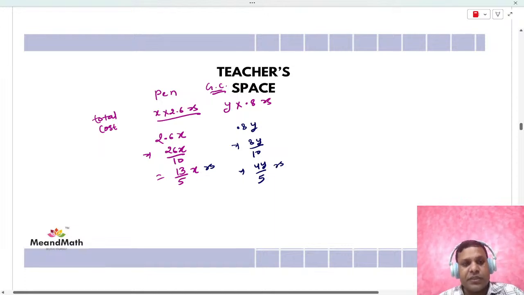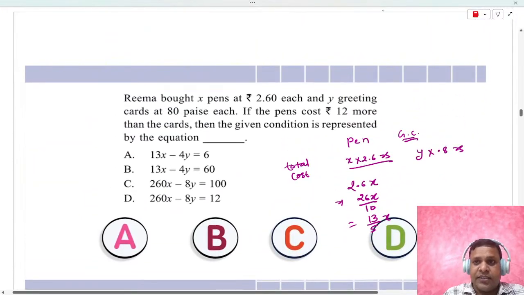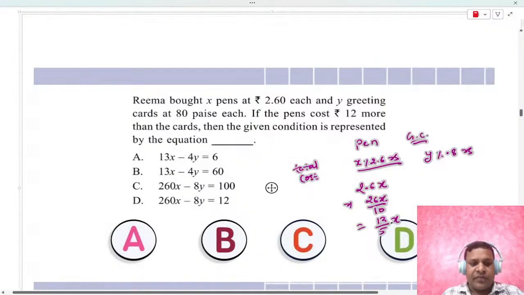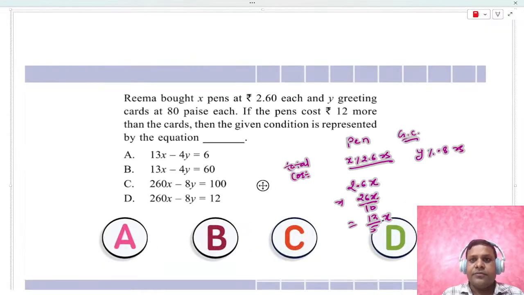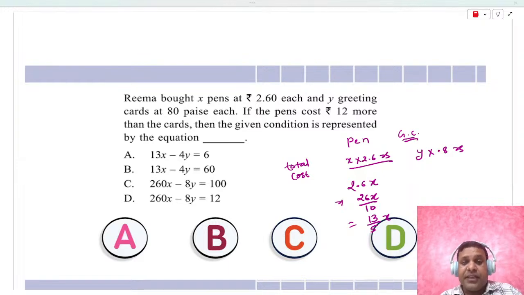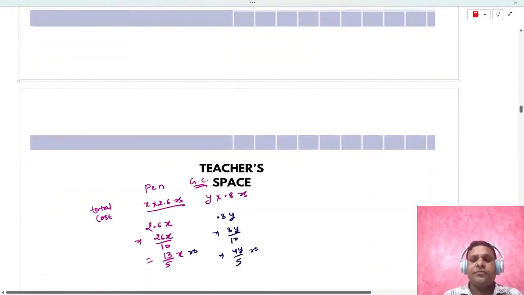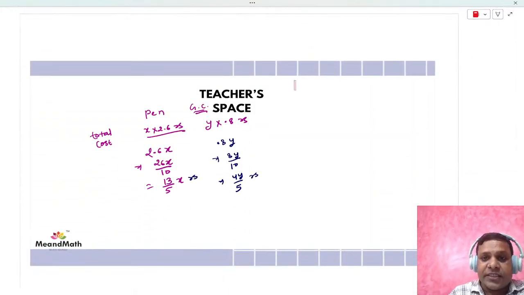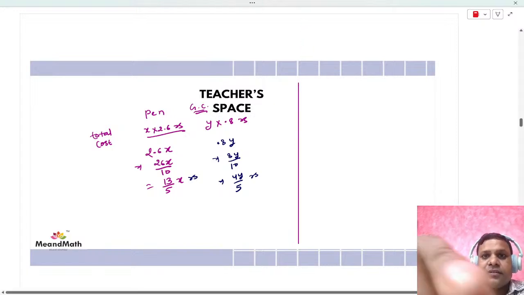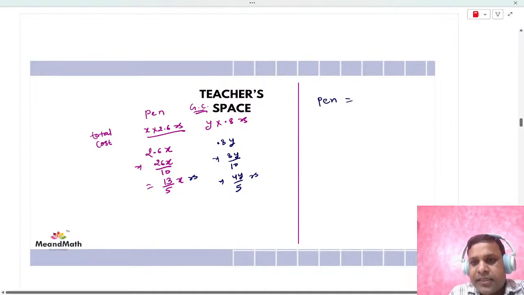Now come to the question. Read the last line. If the pen costs rupees 12 more than the cards, the pen's cost is 12 rupees more than the card. That is what we have to do. We have to make an equation. Pen is equal to greeting cards plus 12. What is the cost of pen? 13 upon 5x is equal to 4y upon 5 plus 12.